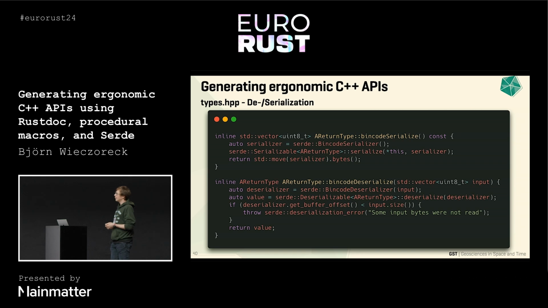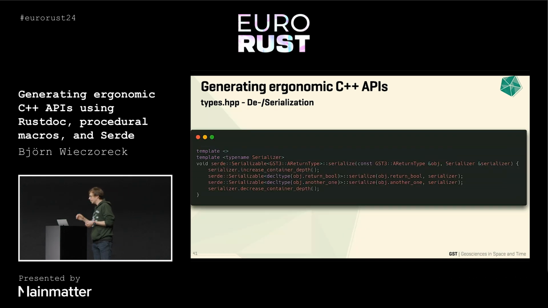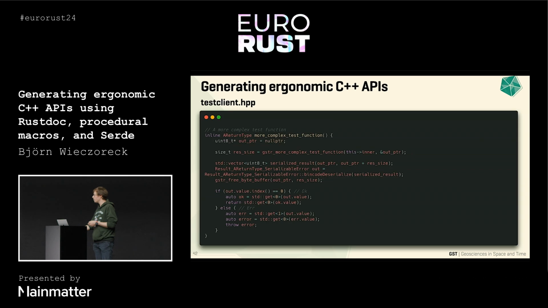at least once. We have the serialized and deserialized functions, and for the serialized, it looks like this, where we basically have a serialized call for the return bool, for another one, for the fields basically of it. And all of this will be generated automatically. Now, if we have a look at the C++ function, it's basically the same as before.